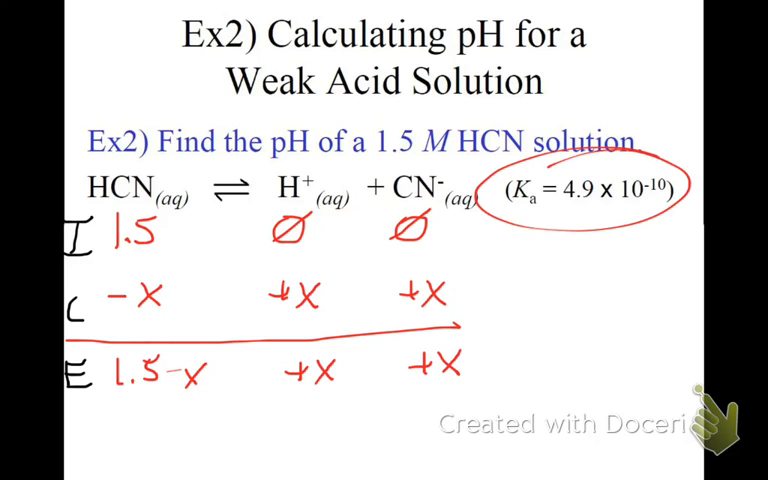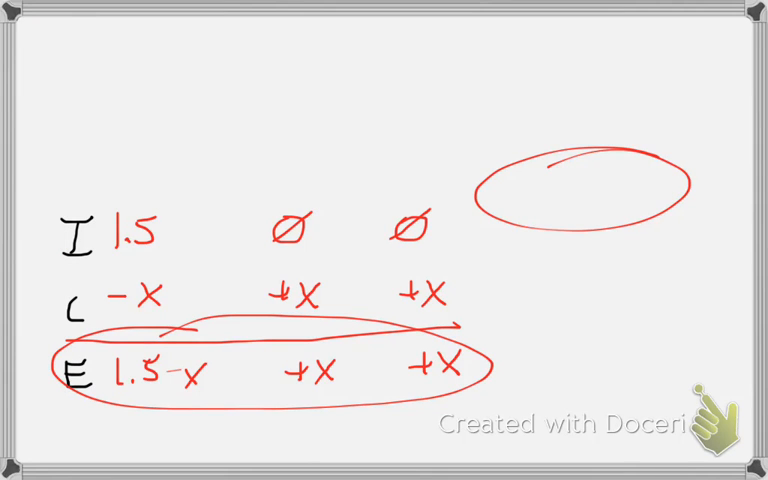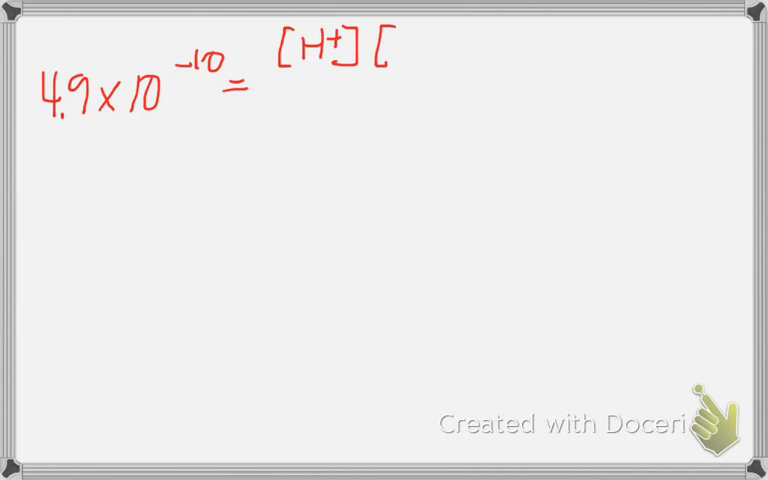So we could take our Ka value and use our equilibrium concentrations, plug them all in to solve for our concentration of H+. I'm going to go to a blank screen to do that. So we know that Ka in this case was 4.9 times 10 to the negative 10th. And it's the concentration of H+ times the concentration of CN- all over the concentration of the undissociated HCN. So we've got our equilibrium values that we just looked at back in the last slide. Now we can take those and plug those in for these values.